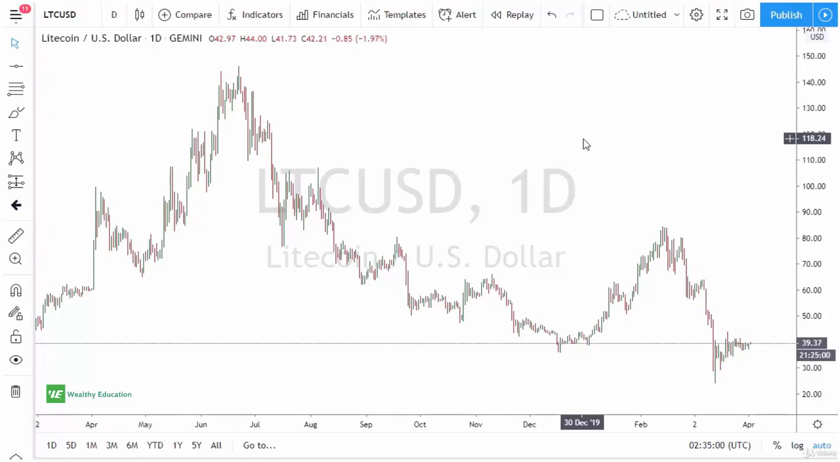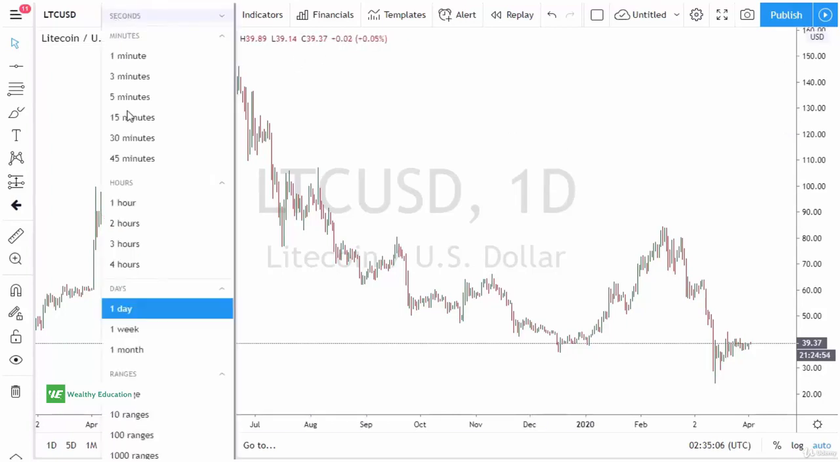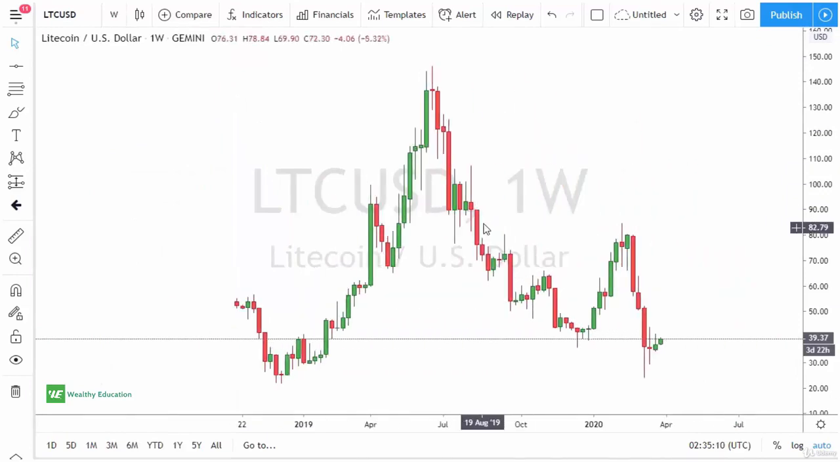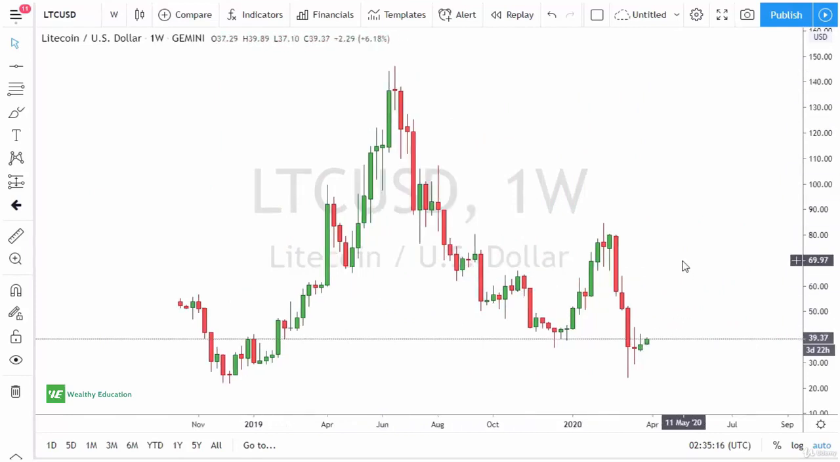Generally speaking, the best way to go about finding the trend is to actually start with a high time frame, like daily or even weekly. Well, notice how there's a lot less information on this chart, and it's much easier to determine which direction the market is heading. Sellers are much more in control of Litecoin on the weekly chart.